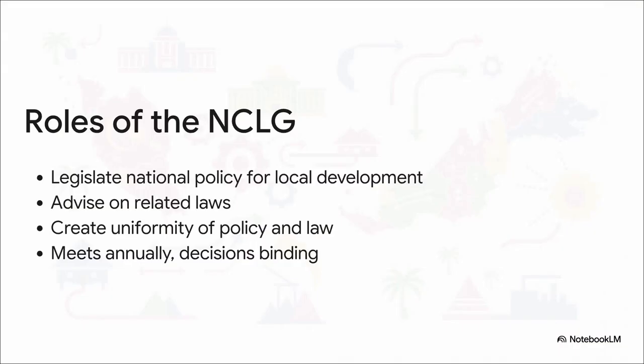Let's look at the NCLG. It's essentially a high-level forum chaired by the Prime Minister or Deputy Prime Minister. Its main job is to legislate national policy for local government development, advise both federal and state governments on related laws, and crucially, create that uniformity of policy and law across the whole country. They meet at least once a year, and the decisions made here are actually binding on both federal and state governments. Well, with the exceptions of Sabah and Sarawak, of course.